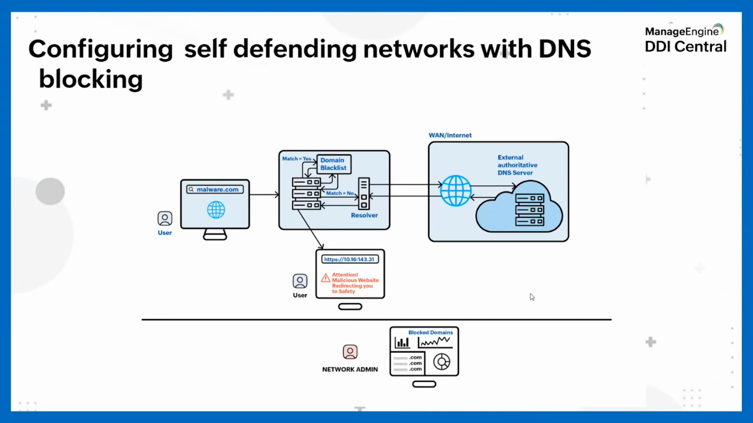This firewall maintains a blacklist comprising a recognized collection of undesirable domains. Before the resolver can provide the actual IP address, it checks the domain against this blacklist. If there's a match on the blacklist, the resolver does not proceed to fetch the real IP address from the external authoritative DNS server. Instead of connecting to the malicious site, the user is redirected to a safety page.